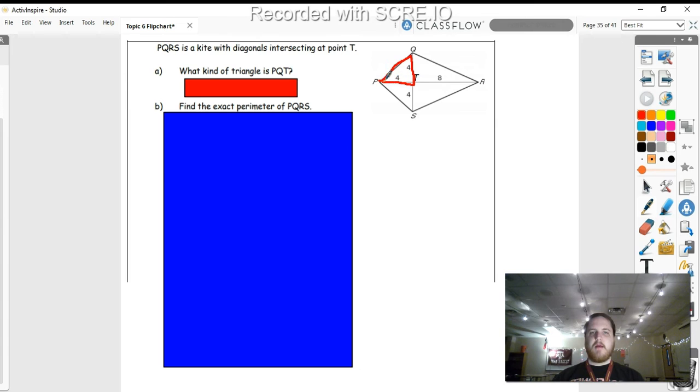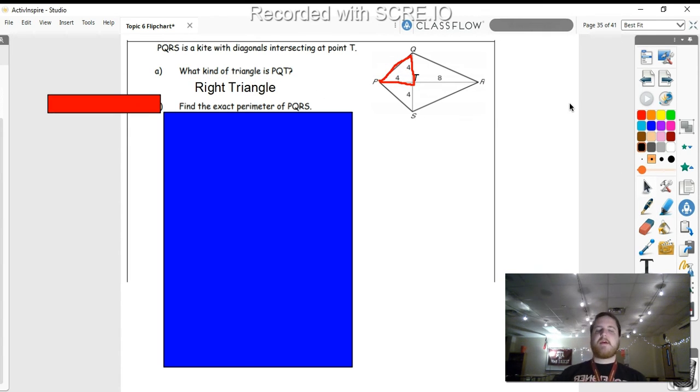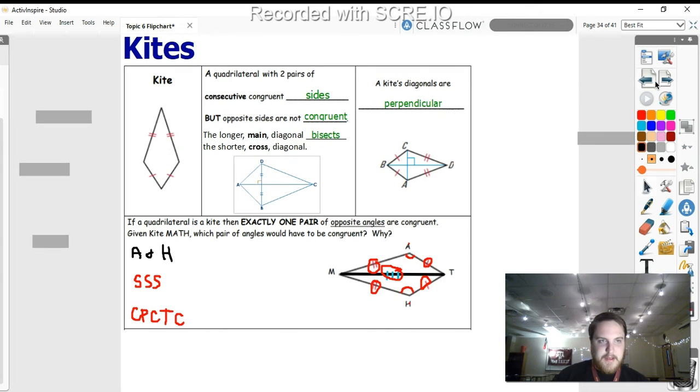PQT right there. And the answer is this. It's a right triangle. So you ask yourself, how do we know that's a right triangle? There's no squares right here. How do we know that this is a right angle? And the answer is right here in the definition.